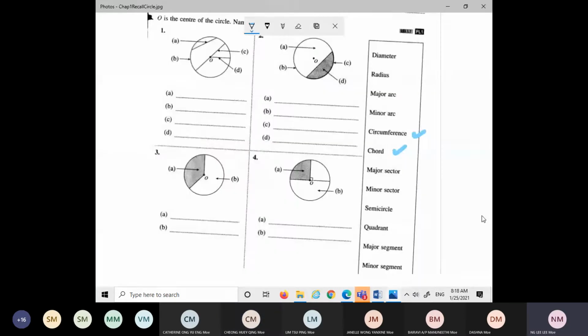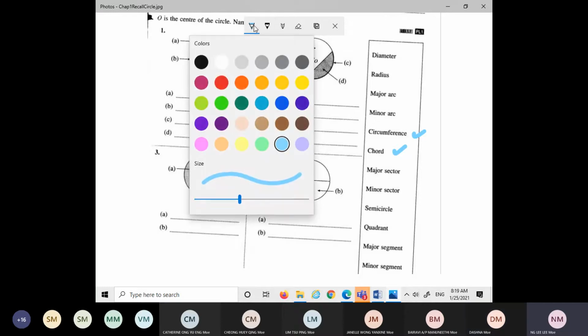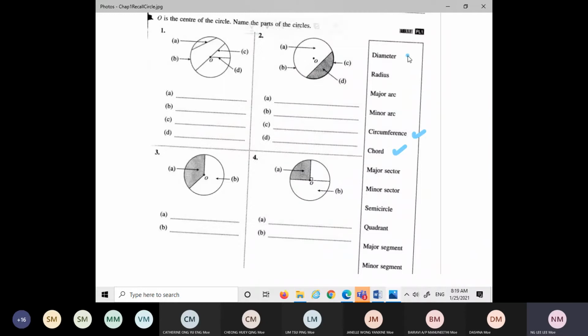Okay, Dashna, I go back to the screen. Yes, okay, teacher. 1C. Diameter. Very good. Diameter. Where's diameter? Okay, wait. Diameter. Okay, next. 1D.